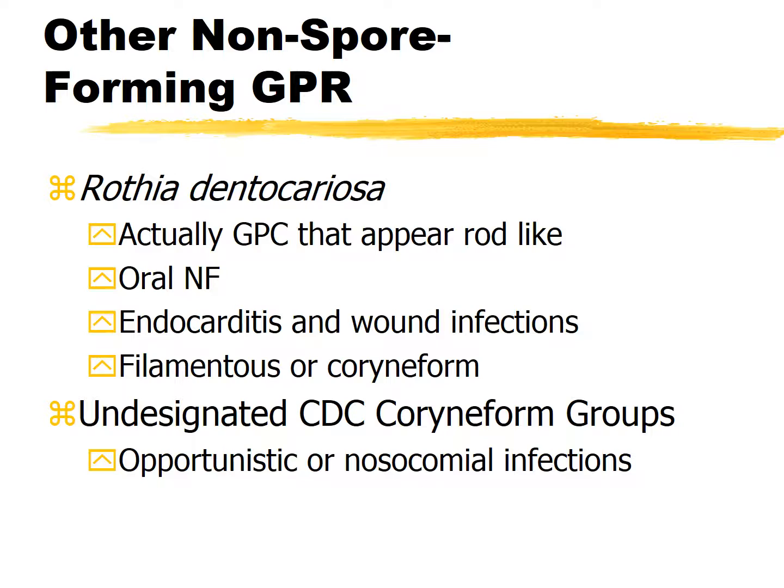Other non-spore forming gram-positive rods. Rothia is actually a gram-positive cocci that appears like a rod. It's oral normal flora. It can cause endocarditis or wound infections. The other one is an undesignated CDC version of a Coryneform group. That's where they just kind of group everything together, and they're opportunistic or nosocomial infections.